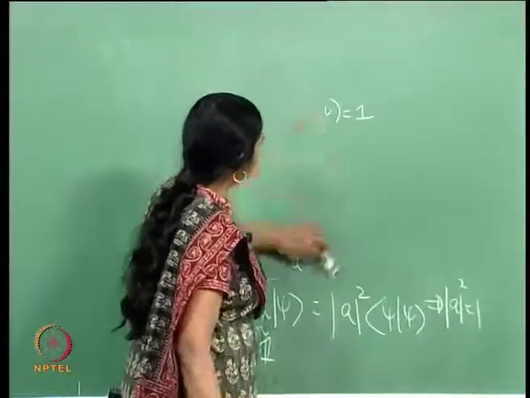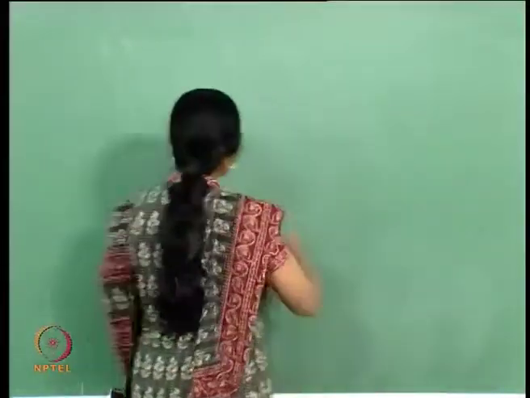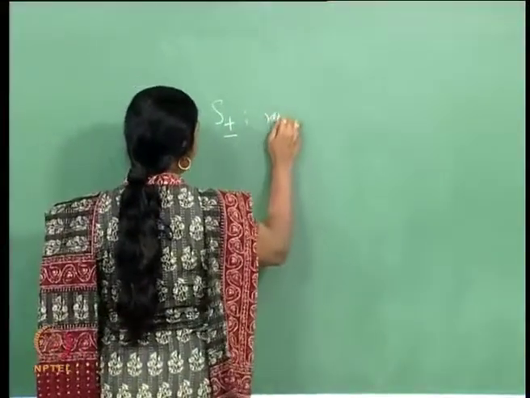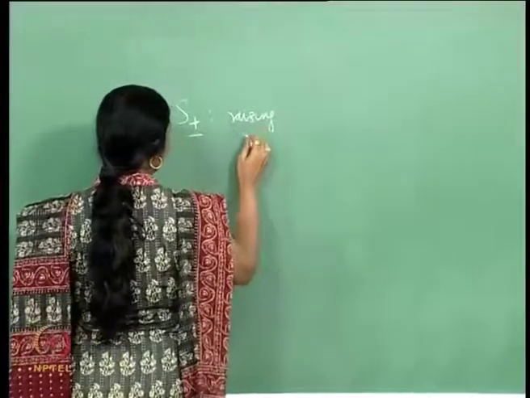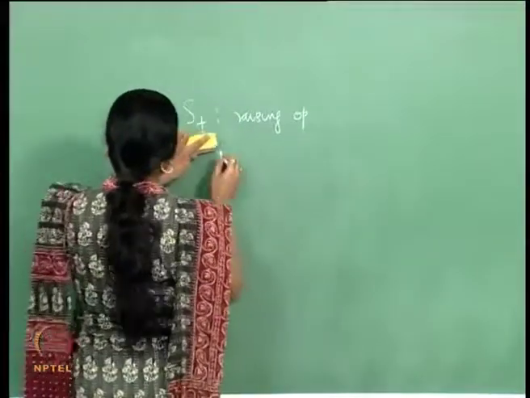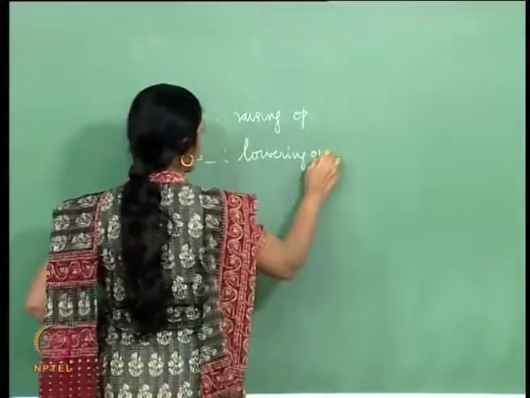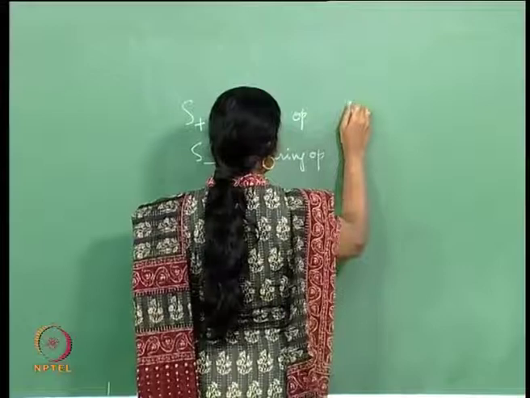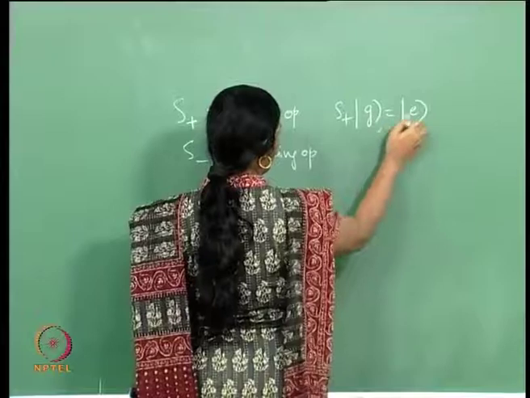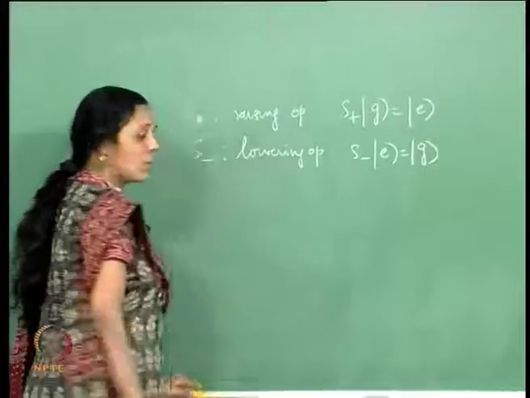We also have non-Hermitian operators in quantum mechanics which do important jobs, as for instance S plus and S minus. They were the raising and lowering operators. S minus was a lowering operator in the context of the atomic system, because S plus on the ground state of the atom took it to the excited state, and S minus on the excited state of the atom gave us the ground state.